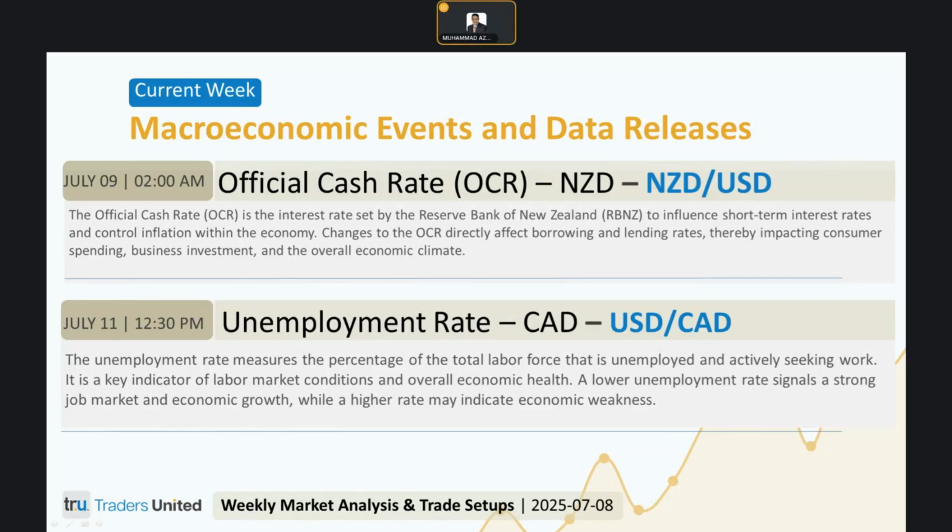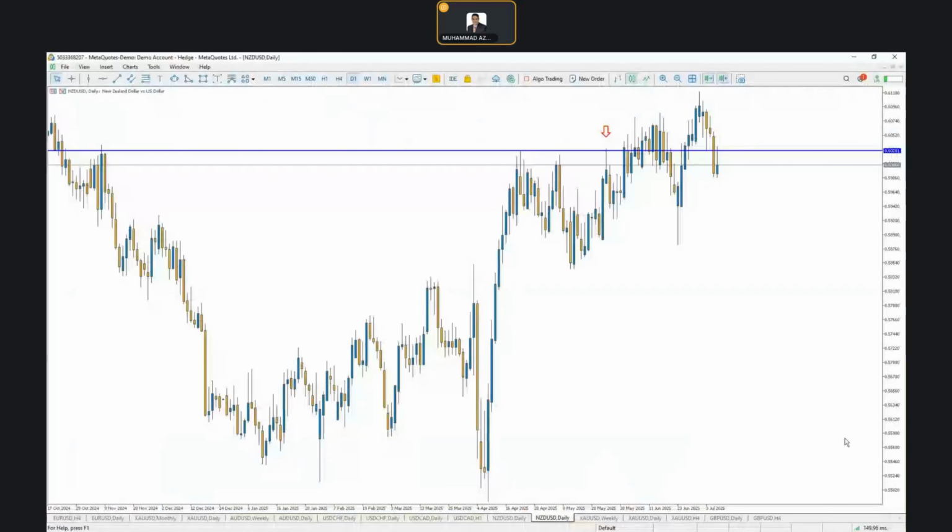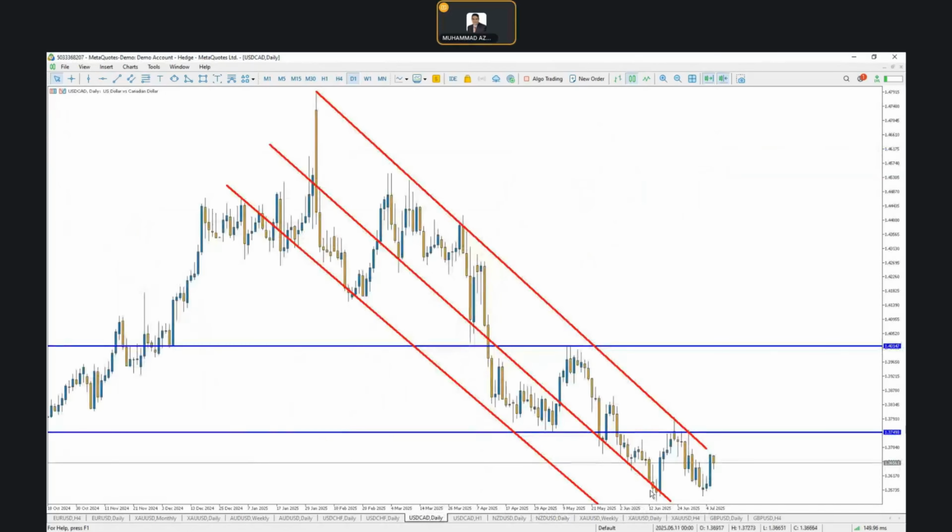Possible market impact on USD CAD: if the unemployment rate is lower than expected, meaning less than 7.1%, then it signals strength in the Canadian job market, and it reduces the likelihood of imminent rate cuts from the Bank of Canada. So expect CAD strength, and this means USD CAD may push lower. Let me show you the chart of USD CAD.